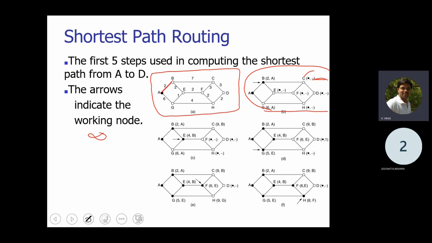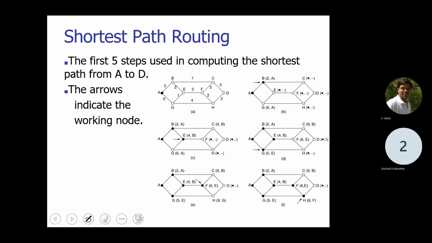But the nodes B and G, I have directly connected. I have a direct connection from A to B, and a direct connection from A to G. So I am updating B and G. Within the brackets, I am writing the cost involved in traveling from A to B, and from A to G.